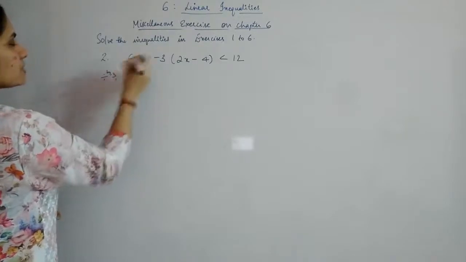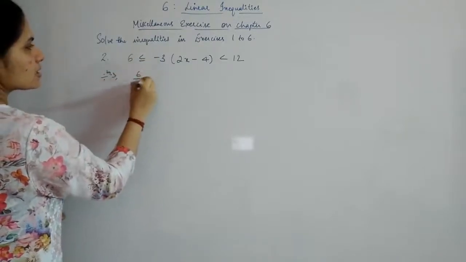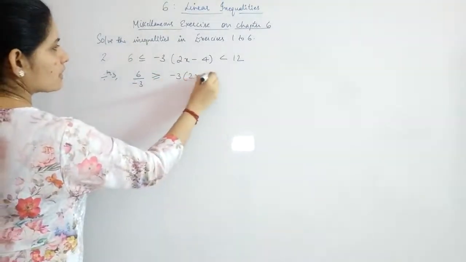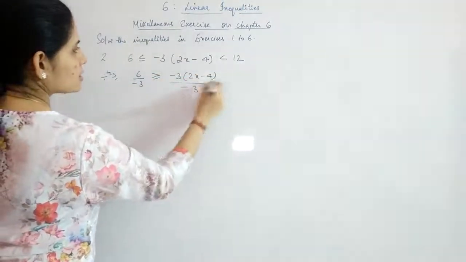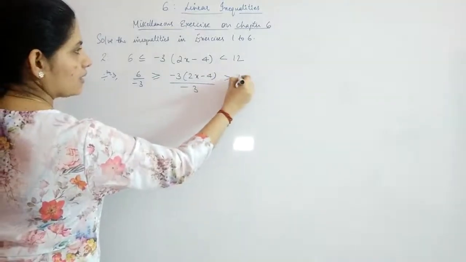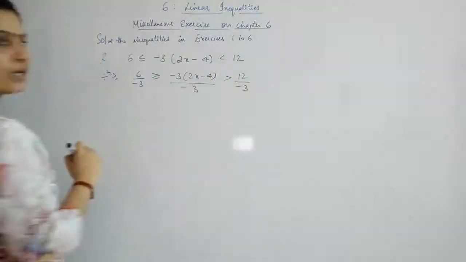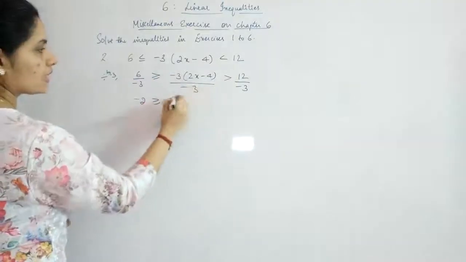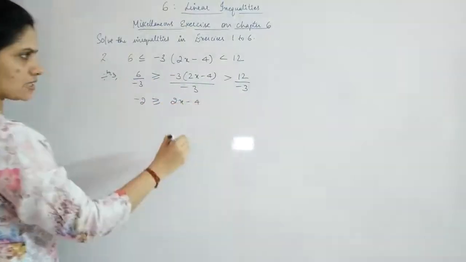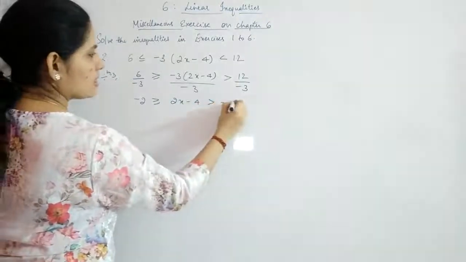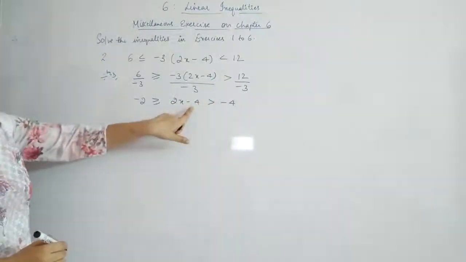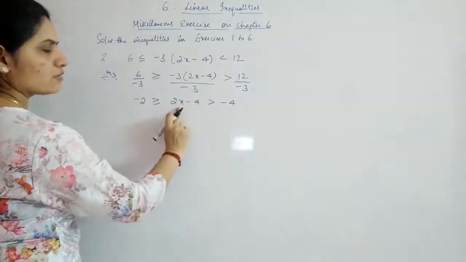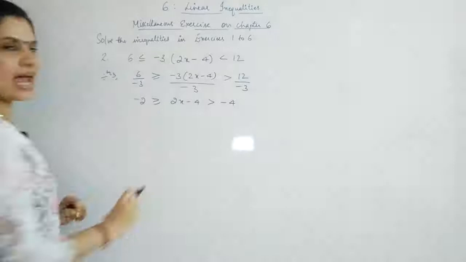Okay, dividing by negative 3 will give you 6 by minus 3. This will become greater than or equal to minus 3 into 2x minus 4 divided by minus 3. Again less than will become greater than 12 by minus 3. Okay. Now here you will get minus 2 greater than or equal to, this will get cancelled. This will give you 2x minus 4 greater than, this is minus 4. Now here you have 2x minus 4 means first you will remove minus 4 from this part. That means throughout you will add 4.